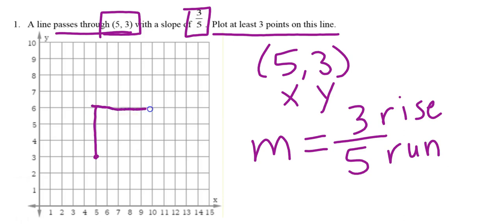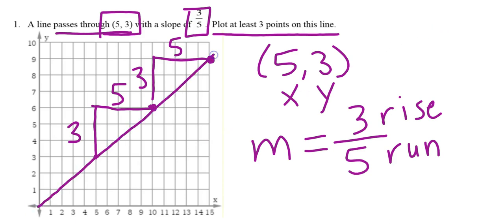1, 2, 3, 4, 5. Plot a point. I'm going to go up 3 again. I'm going to go over 5. So it's our staircase, remember, your rise over run. Rise over run. You're going to go up or down first. And then we're going to take this and put a line through it. And that's our line with 3 points on it for slope.